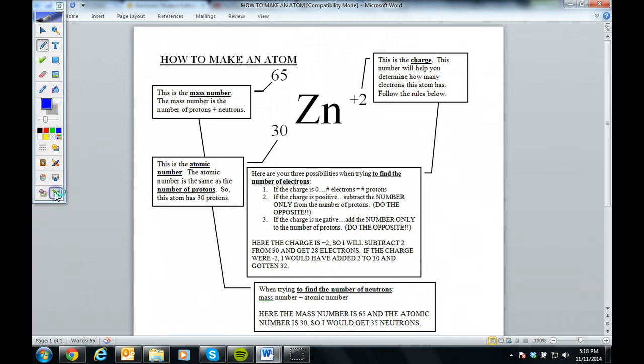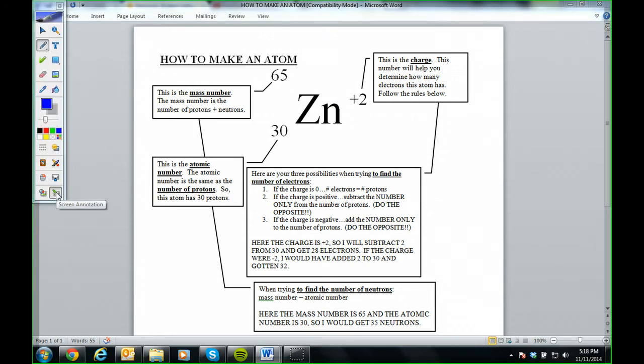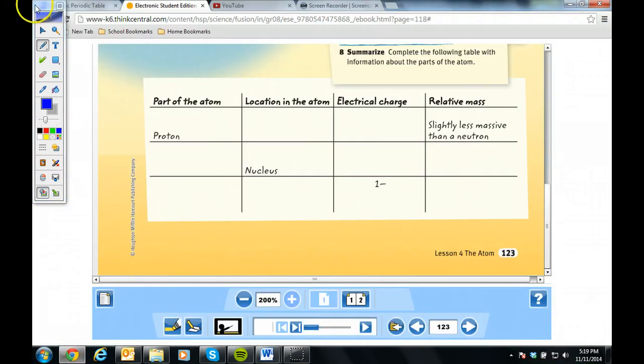So what we are going to do here is go through each one of these numbers. The absolute most important number here is this. The number in the lower left corner is called the atomic number. This is the number of protons. We quickly will stop giving you this number because that number can always be found on a periodic table.